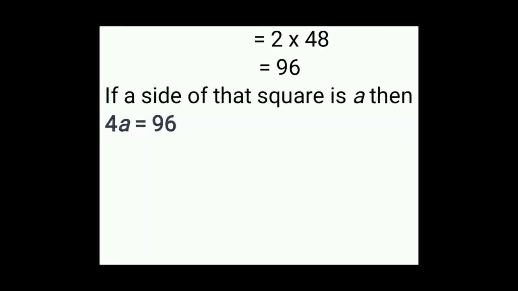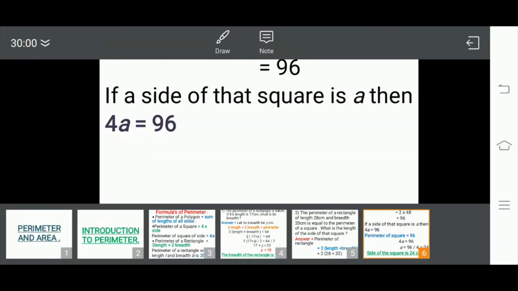If a side of that square is a, then 4a is equal to 96, because, as I already explained, they have mentioned that the perimeter of the square and the perimeter of the rectangle are the same. Here you found the perimeter of the rectangle, it will be the same as the perimeter of the square, and the formula for the perimeter of a square is 4a. That's why the perimeter 96 is equal to 4a.